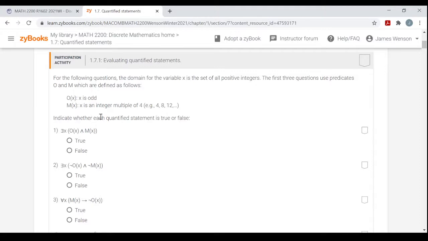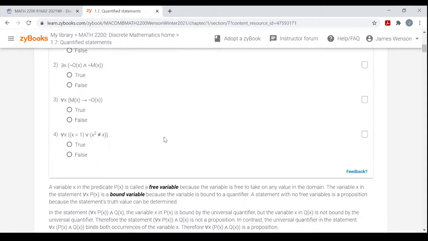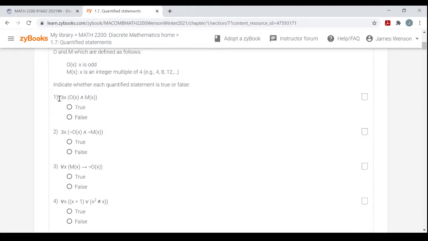Alright, so we're asked to indicate whether each quantified statement is true or false. Alright, so I'll do a couple of these, there's only 4 of them. I'll do one there exists and one for every, so 1 and 3. So I'll bring this up on some paper.